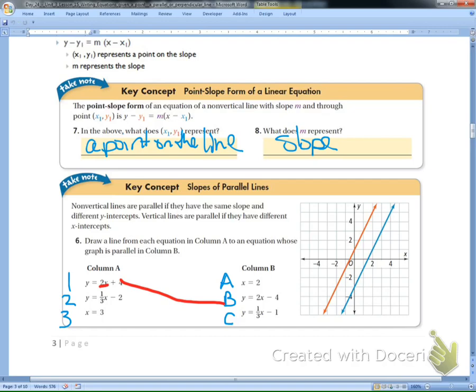In equation 2, the slope is 1/3, so you would draw it to the equation C, because it also has a slope of 1/3. And finally, of course, that leaves number 3. You would draw your line to A, because the slopes are the same.